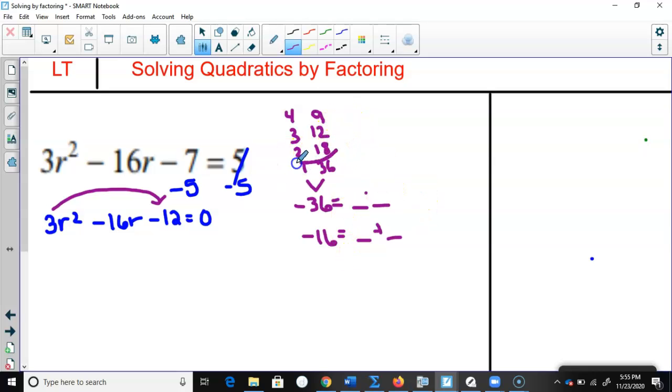And hopefully you're saying, okay, I can make 2 and 18 work. If I take 2 times negative 18, that gives me negative 36. And then 2 plus negative 18 gives me negative 16. So I'm going to go ahead now and uncombine that middle term. I need to keep that first term, and I uncombine this middle term: plus 2r minus 18r minus 12.